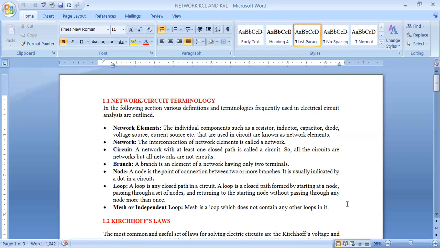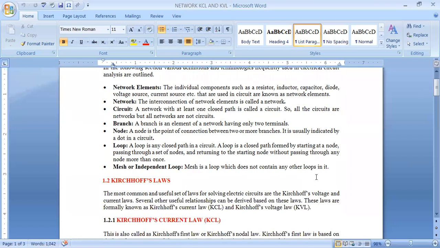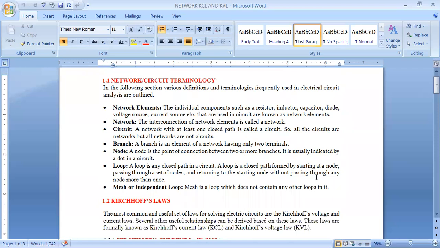Now come to the next point. What is the most common useful set of laws for solving electrical circuits? Kirchhoff's law. The most common and useful set of laws for solving electrical circuits are Kirchhoff's voltage law and current law. Several other useful relations can be derived based on these laws. These laws are formally known as Kirchhoff's current law and Kirchhoff's voltage law.